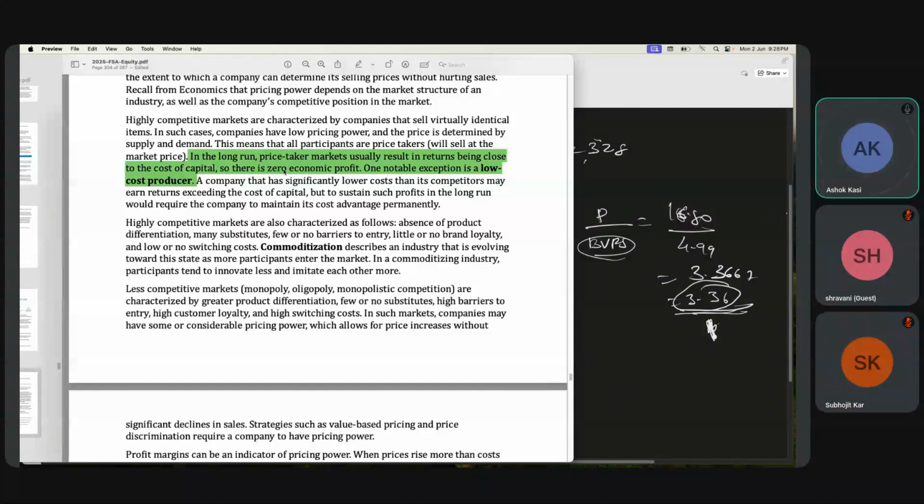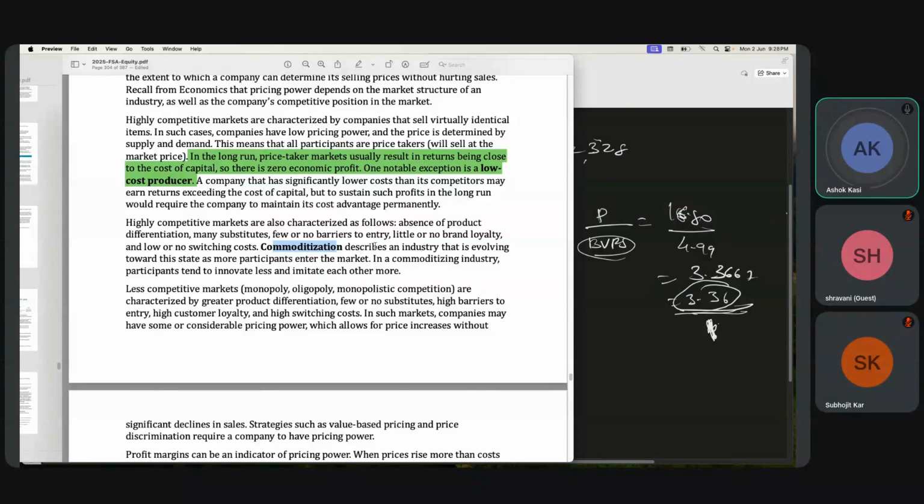Somebody who is producing at a very low price may make profit. Okay, then commoditization. What do you mean by this commoditization? It describes an industry that is evolving towards this state as more participants enter. Commoditizing means basically something which anybody can produce. So that means there is no speciality. There is nothing like, only this company has the ability to produce. There is nothing special about the company. Anybody can do that kind of thing.